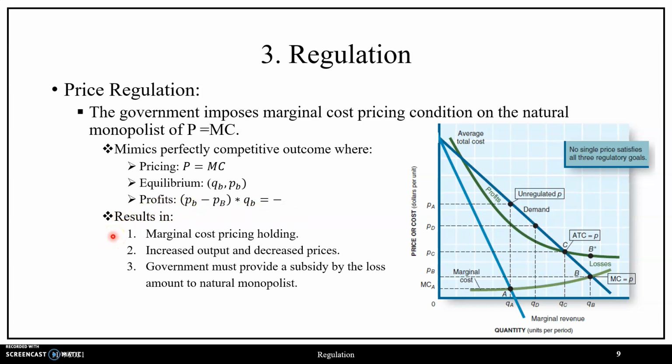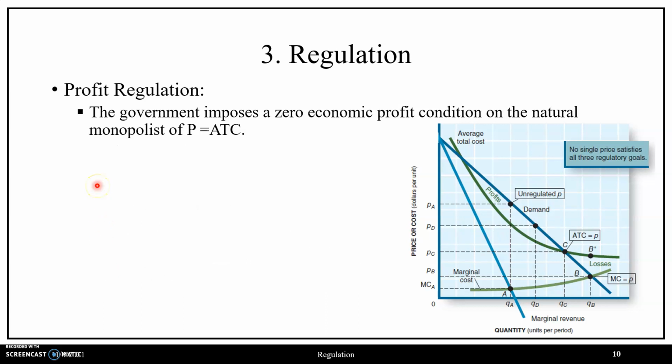Therefore, this form of regulation generates marginal cost pricing, an increased amount of output, and a decreased price point in equilibrium compared to our original outcome. And since a loss is occurring, since there's loss per unit and overall losses generated due to our price point being below our average total cost curve, for this option to be viable, the government must also provide a subsidy by the quantity of the loss to the natural monopolist, or there will be potential for this natural monopolist to go out of business.